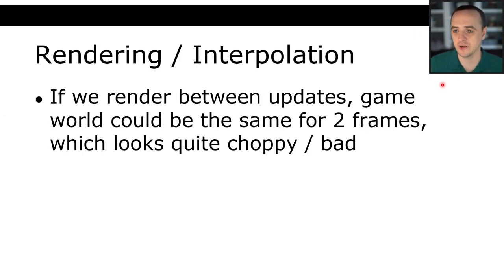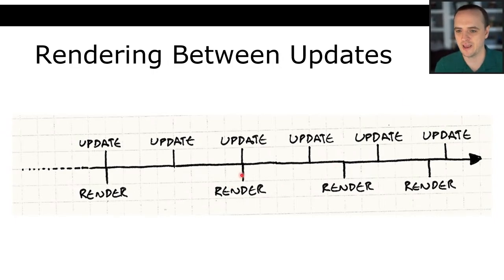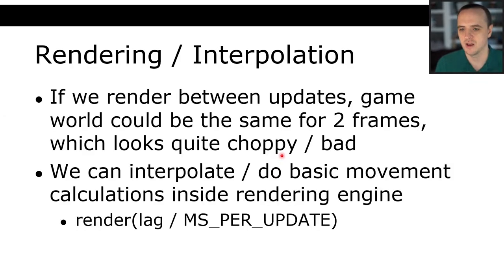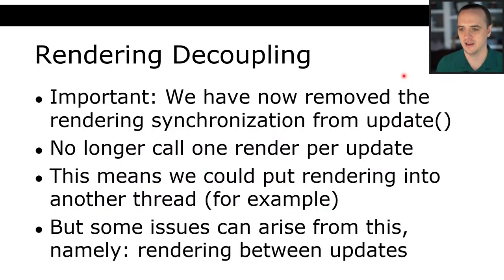So if we render between updates, the game world could be the same for two frames, which could look choppy or bad. So for example here, if we had two renders per update, because of a lag frame in the update, that might look bad to the user, who knows. We can do a hybrid of the two techniques where we interpolate or do basic movement calculations inside the rendering engine. So what this means is that some modern game engines actually have two simulations going on. One is the simulation of everything in the game.